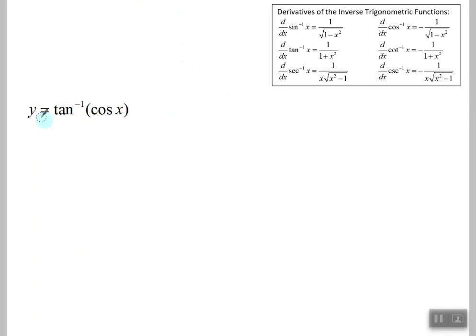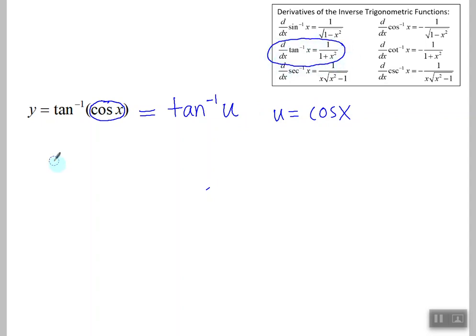Let's take the derivative of y equals inverse tangent of cosine x. Notice the cosine x is inside the inverse tangent function, so we can simplify the way we write this by saying inverse tangent of u, where u equals cosine of x. Now we're looking at the inverse tangent derivative. Let's write dy dx in terms of u. The inverse tangent of u, its derivative will be 1 over 1 plus u squared, and applying the chain rule times du dx.